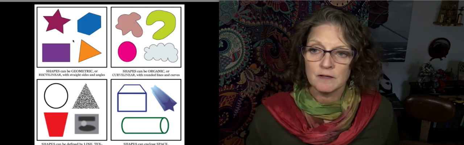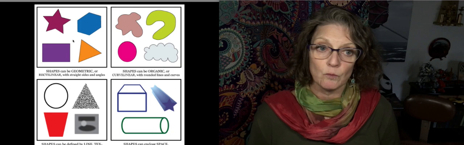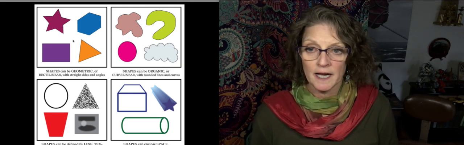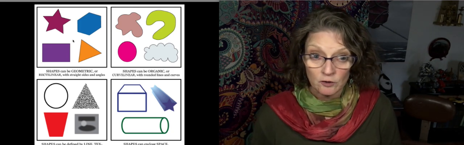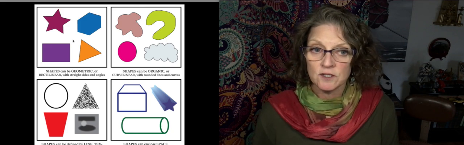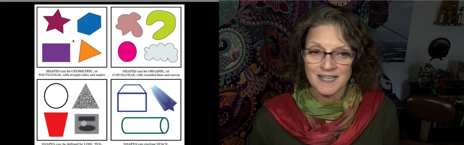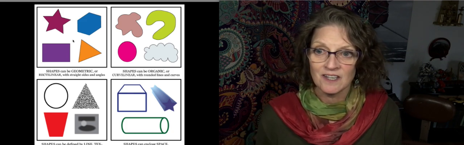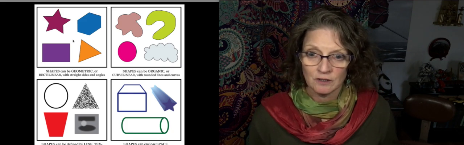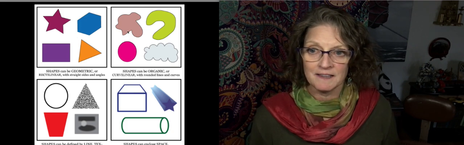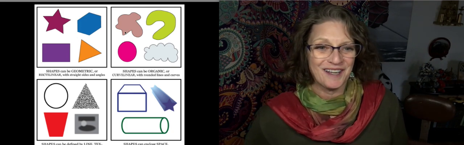Okay. Now, on the other hand, we have organic shapes. Organic shapes are irregular in form. Their edges are curved, and they tend to resemble things in life, things in nature. I always like to think of a thing like this as looking something like an amoeba.